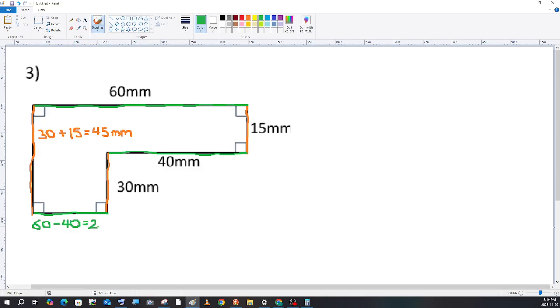Okay, now that we know all the side lengths, we can go ahead and just add them together to find our perimeter. Okay, so in this question, we have 60 plus 15 plus 40 plus 30 plus 20, and then plus 45. Okay, so let's see what that works out to. 60 plus 15 gives me 75. 75 plus 40 is 115. 115 plus 30 is 145. Then 145 plus 20 is 165. And finally, 165 plus 45 would be 210. Okay, so perimeter for this one is 210 millimeters.